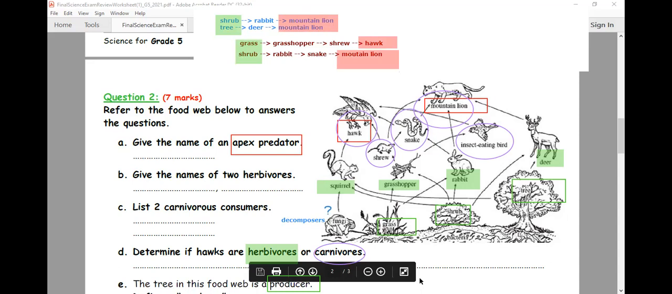No. Tomorrow we will have. Miss, is this the one we solved in class? Yes, it's the one we solved in class. Next time we will be working on worksheet number 2. Okay? Okay, miss. Do you still have any questions?